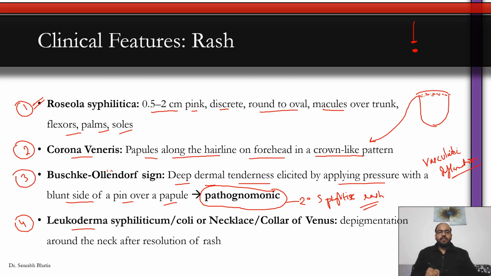Fourth is Leucoderma syphiliticum or Leucoderma colli, the necklace or collar of Venus. Colli is collar. Leuco is white, derma is skin, syphiliticum, so white skin in syphilis. These are depigmented macules around the neck after the resolution of the rash. When the rash resolves, it leaves behind these depigmented macules around the neck like a necklace, and that is known as necklace of Venus or collar of Venus or Leucoderma syphiliticum.